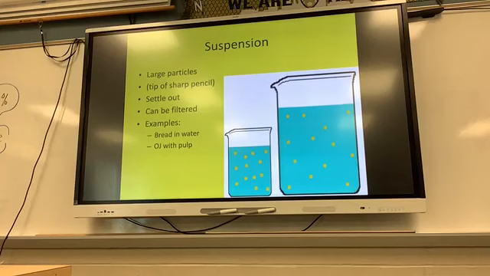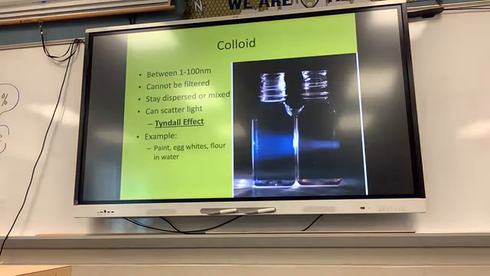Another type of heterogeneous mixture is a colloid. These are smaller, kind of medium-sized particles. As soon as you get down to regular-sized particles, you can't filter it out. They're too small. But it also stays mixed, and it can scatter light. If something scatters light, it is called the Tyndall effect.